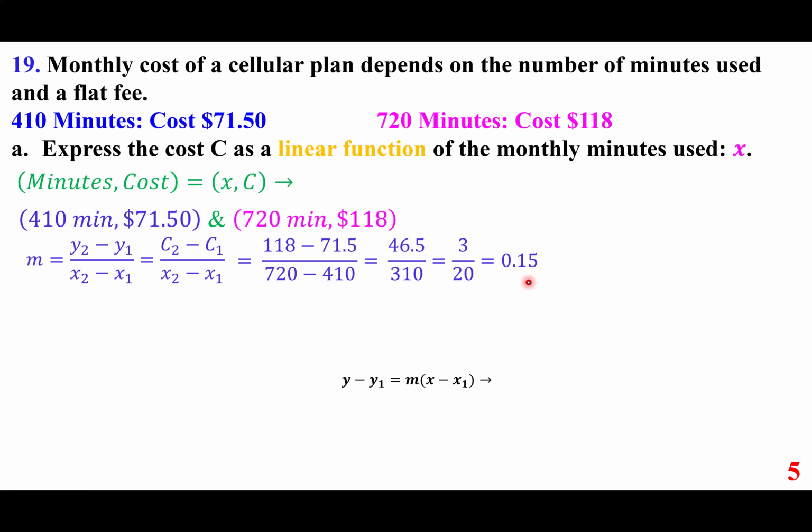Y minus y1 equals m times x minus x sub 1. And of course, remember, instead of y, you're using c. So c minus c sub 1 equals m times x minus x sub 1. You can use any of them. For example, c minus 118 is m, 3 over 20 or 0.15, times x minus x sub 1, x minus 7. So use this pair.